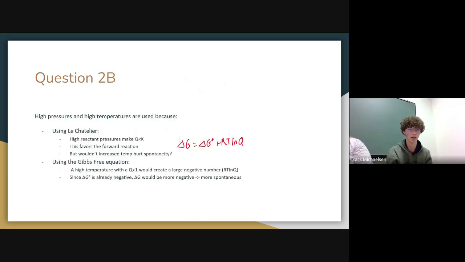And then we can see that the reason that high pressure and high temperature is used is because a lower Q, Q less than K, would move it forward spontaneously. And then, although this is an exothermic reaction, and ideally under Le Chatelier, increasing temperature would hurt the spontaneity of the reaction, using that Gibbs free energy equation, we can see that a low Q plus a high temperature would keep the change in Gibbs free energy low, especially if Q is less than 1, which would make it always negative.